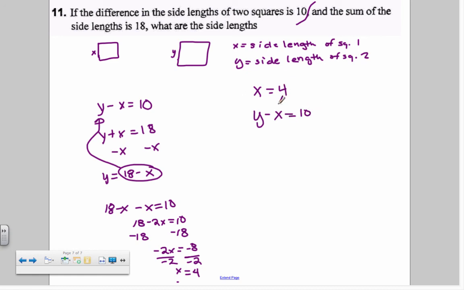So if I substitute 4 in for x, I'll get y minus 4 equals 10. And then I add 4 to both sides, and I find that y equals 14. So my solution is 4, 14. And that should make sense. The difference of the two is 10. 14 minus 4 is 10, and the sum of the two is 18. 4 plus 14 is 18.